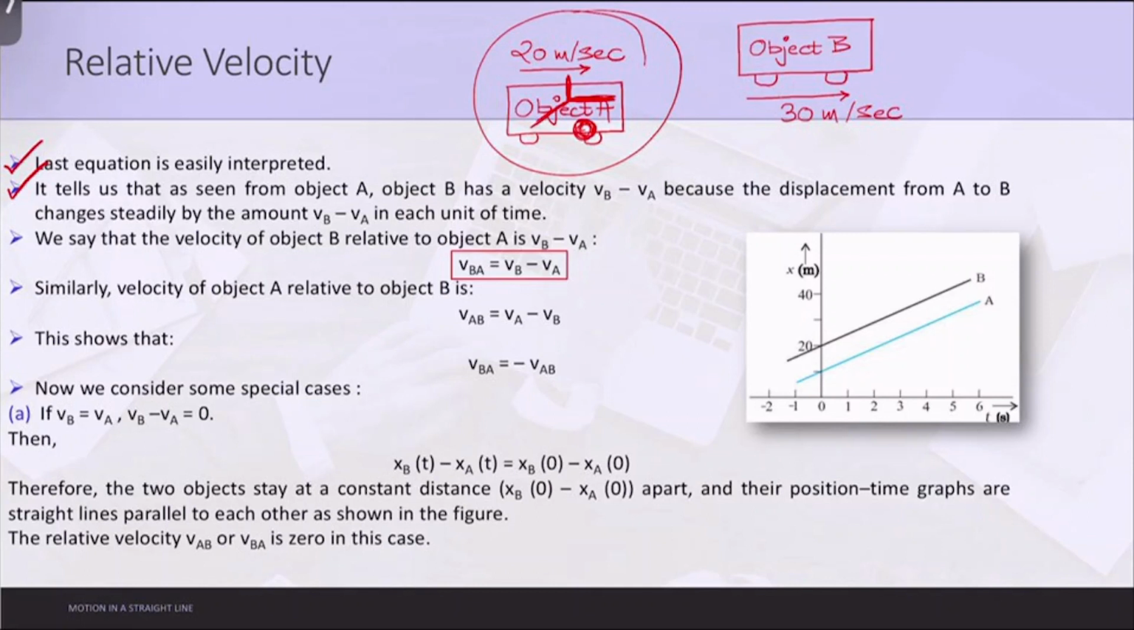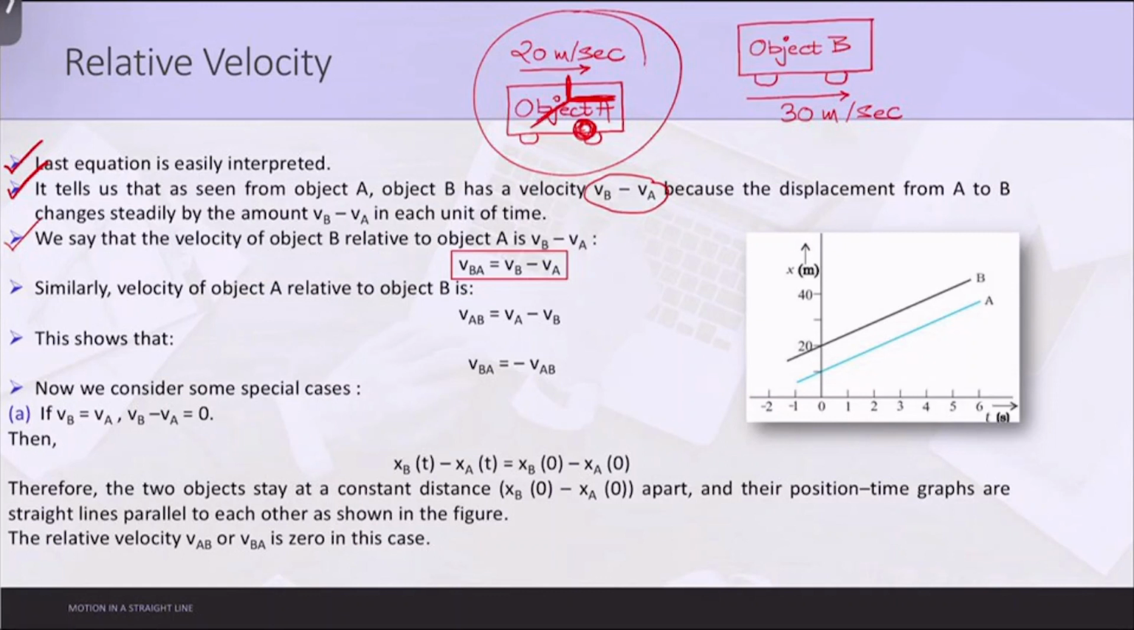Okay, so let's start the relative velocity concept now and understand it mathematically. It tells us that as seen from object A, object B has a velocity vB minus vA, because the displacement from A to B changes steadily by the amount vB minus vA in each unit of time. As time increases, this also increases.